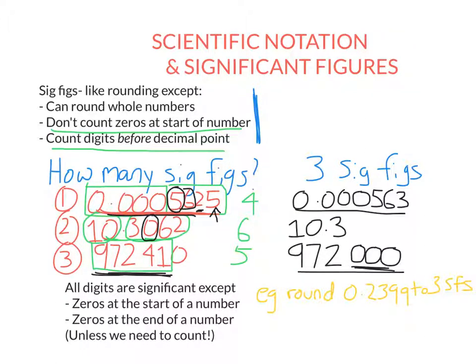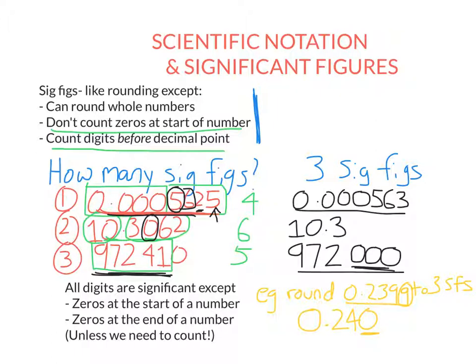To illustrate this, we're going to round 0.2399 to 3 significant figures. Once again, the 0 at the start does not count as significant. Now, what we do is we write the 2, and what we would normally need to do, because this fourth digit is a 9, is round this up to 0.240, right? If we didn't count this 0 at the end of the number as significant, we wouldn't be able to round to 3 significant figures.